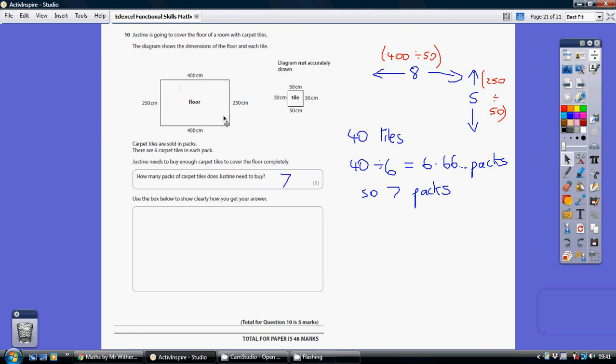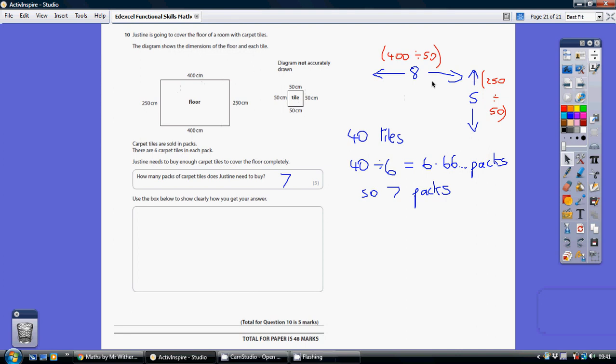Now what about the number of tiles down? Well, the depth of the floor is 250 centimeters. Again, each tile has a depth of 50. So how many tiles down am I going to need? 250 divided by 50, which is 5. So 8 tiles along, 5 tiles down.